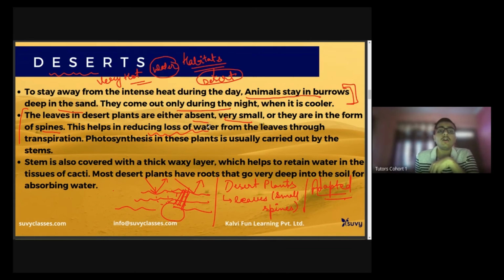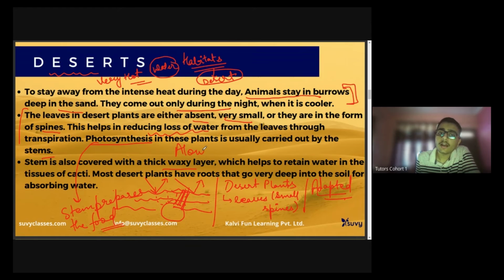Also, photosynthesis is usually carried out by the stem. We know that photosynthesis is the process of production of food. If there are no leaves, how will the plant get food? It is saving the water, but where to get the food? We cannot just survive on water, right? So that food will be prepared by the stem of the plant. The stem prepares the food. Also, the stem is covered with a thick waxy layer. You might have seen a plant, aloe vera.